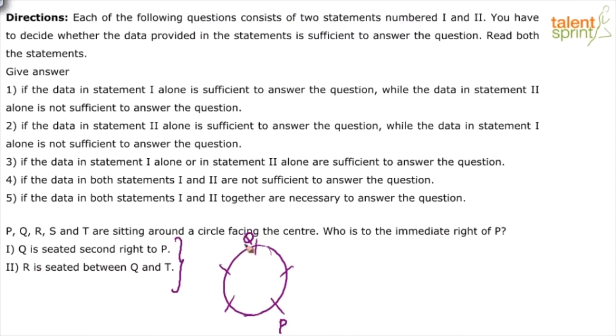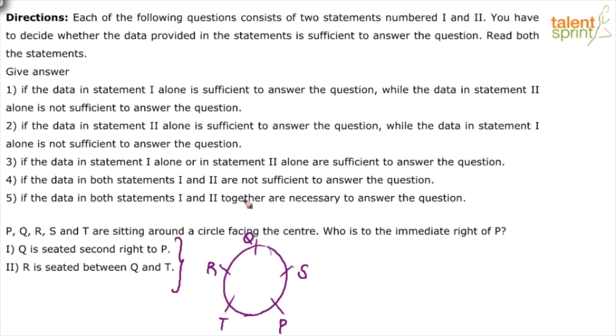Now, R is seated between Q and T. Again, on the same circle, we will plot, right? R is seated between Q and T. So, Q dash T is not possible. The only possibility is Q dash T. So, T comes here and R comes here, right? R is seated between Q and T. The other side is not possible. And it is obvious that the missing position should be occupied by S.